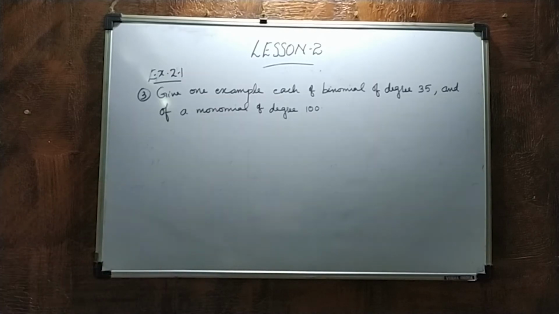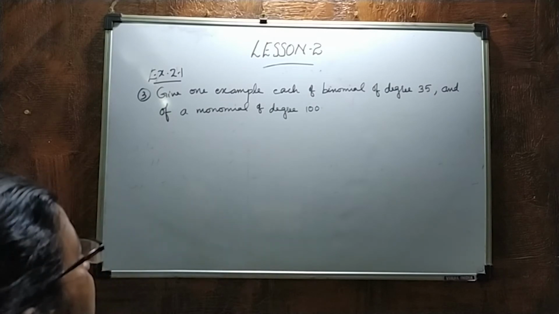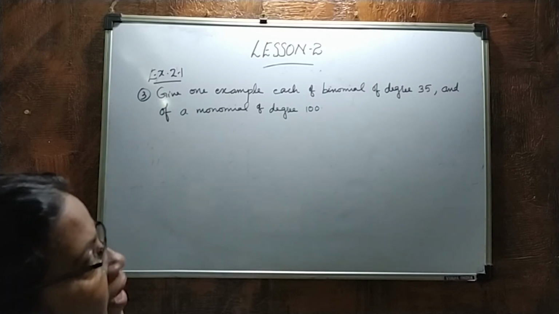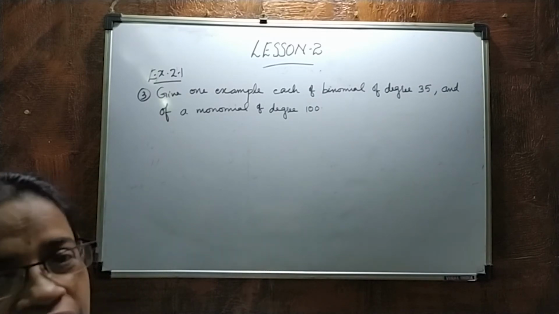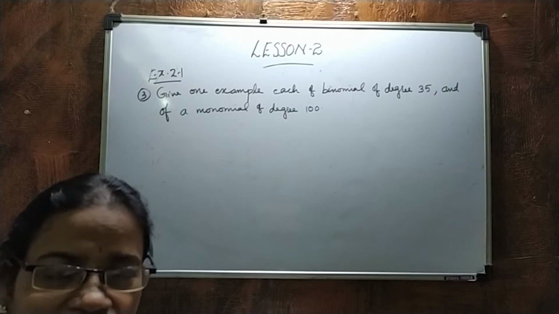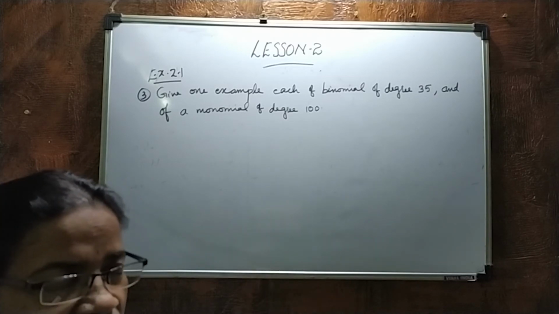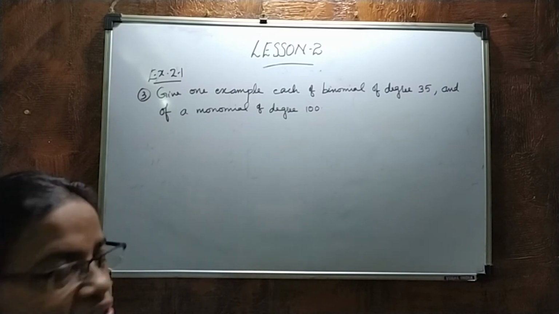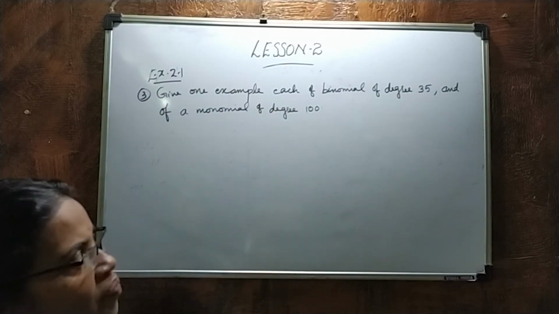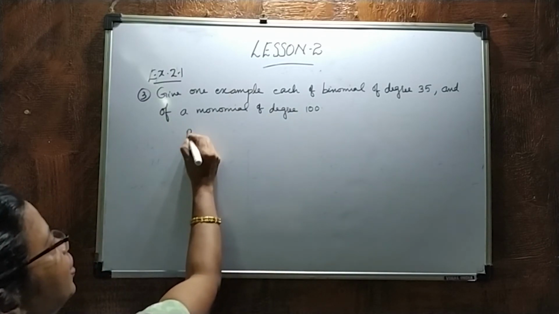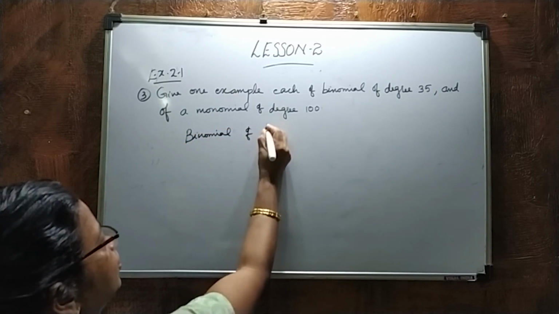So we will do one problem. Just look at the question now. Exercise number 2.1, third question: Give one example each of a binomial of degree 35 and of a monomial of degree 100. Degree means what, do you know? Exponent of a variable. That means the alphabet's exponent will be called the degree. So what you have to find out is a binomial of degree 35.